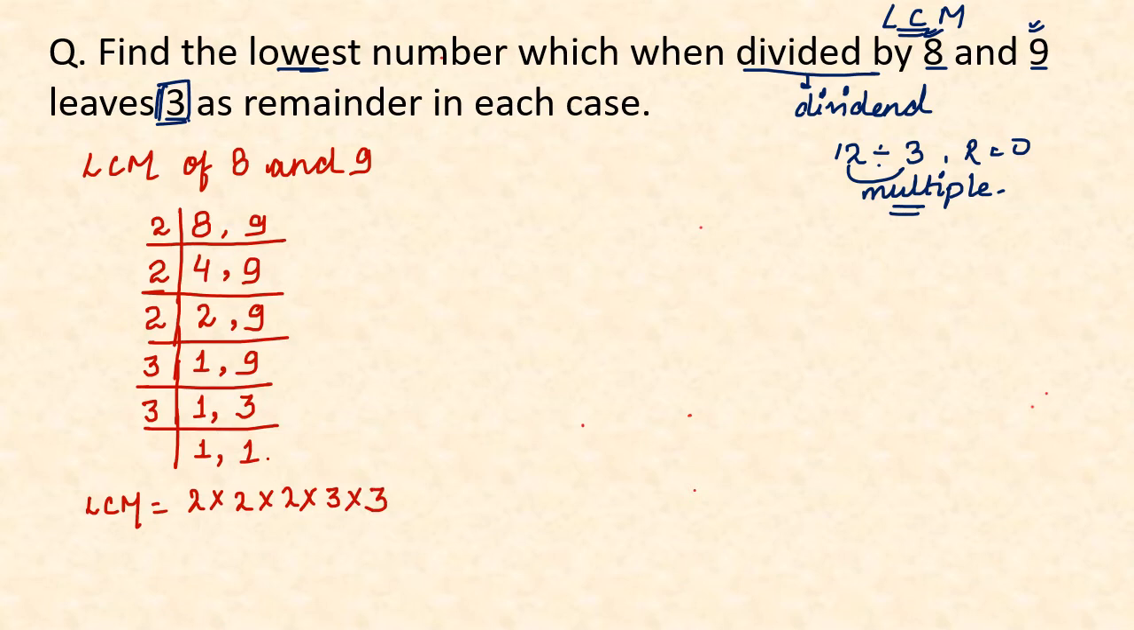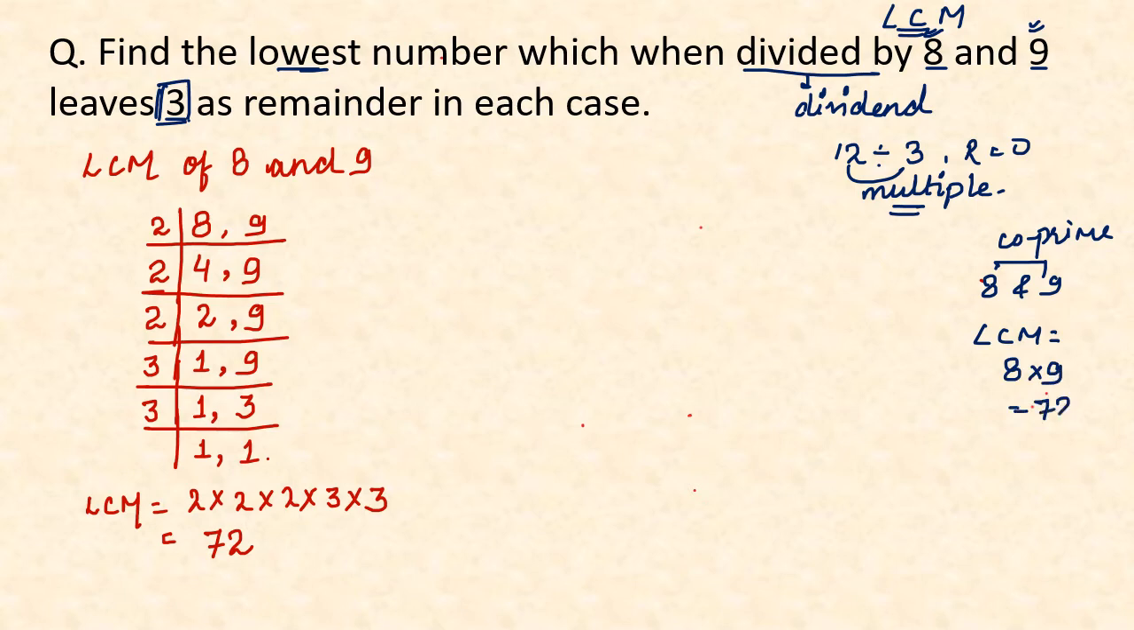which will be 2 twos are 4, 4 twos are 8, 8 threes are 24 and 24 threes are 72. So you can see if we have to find the LCM of two co-prime numbers, here 8 and 9 are co-prime numbers which have only 1 as their common factor, then the LCM of these numbers will be the product of these two numbers. 8 nines are 72. We got the same as LCM. So the LCM of two co-prime numbers is their product. Now we got the LCM 72.